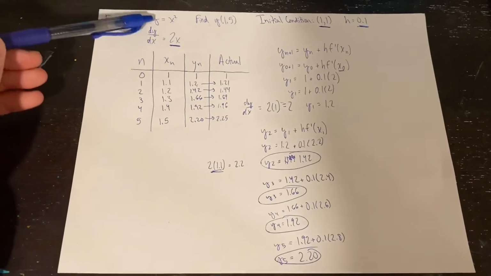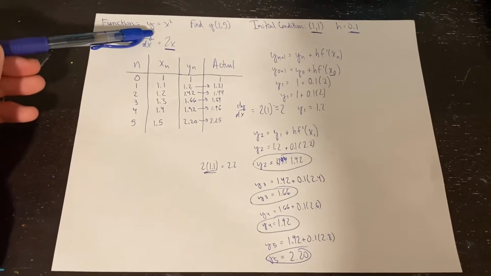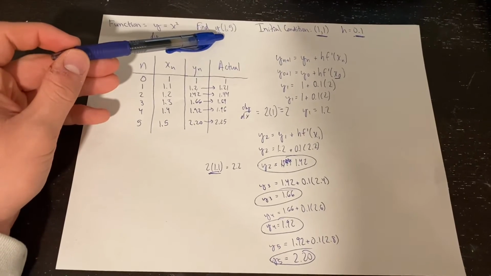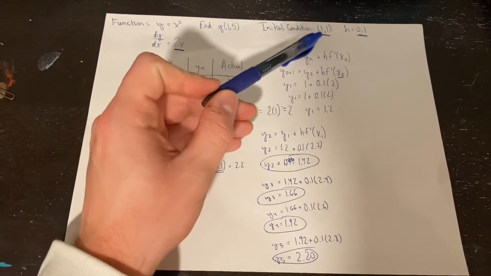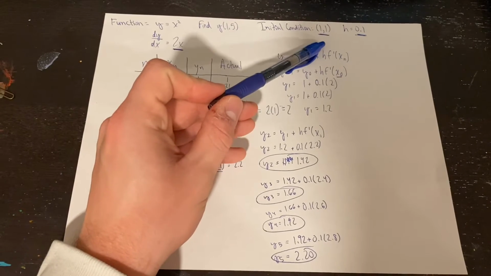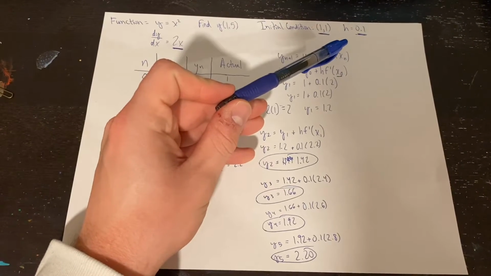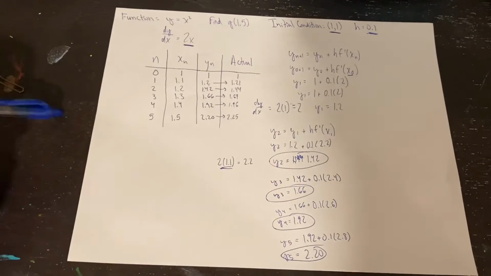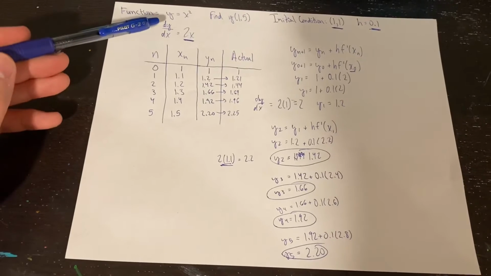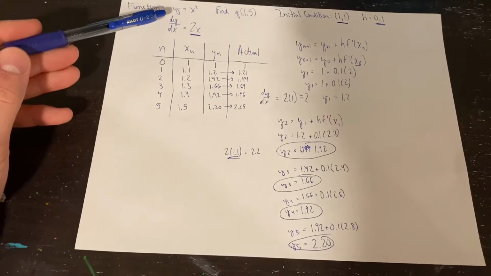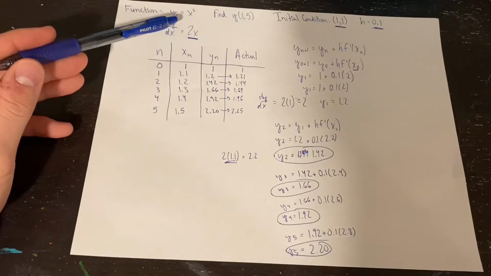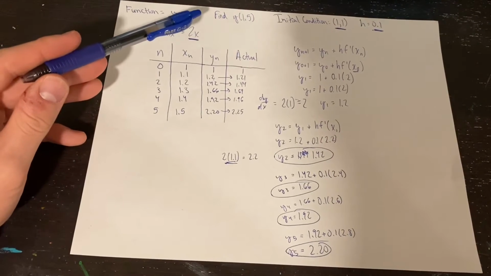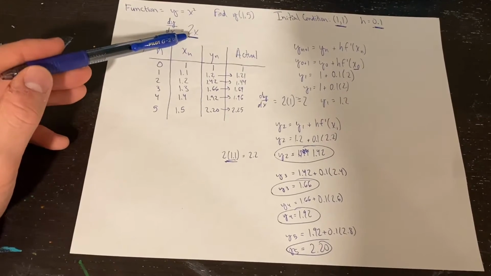In this problem, we're given the function y equals x squared, and we're asked to find the y value when x is 1.5. We're also given an initial condition, the point (1, 1), and the step size h of 0.1. The first thing you're going to want to do is find the derivative of the function that they give you. Using the power rule, put the 2 to the front, and then it's going to be x to the power of 2 minus 1, which is 1. So the derivative is just 2x.